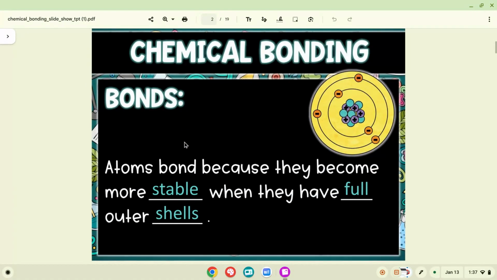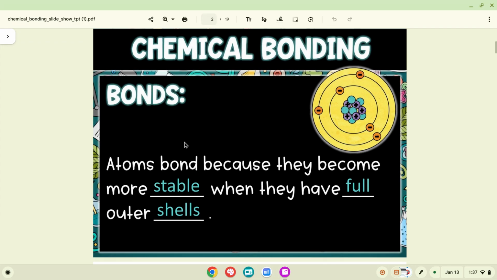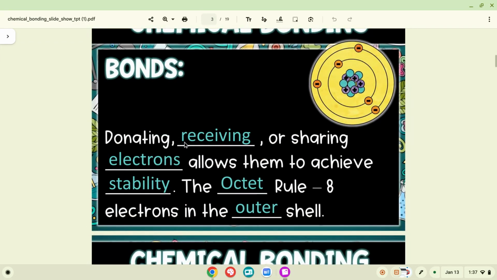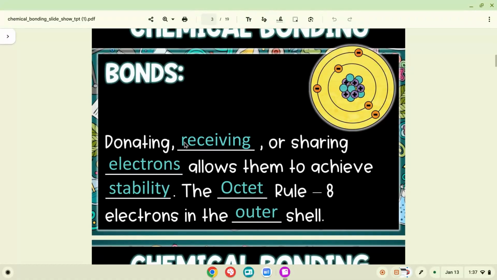There we go. So we're talking about chemical bonds. So again, you need your doodle notes paper. You need to be carefully filling this out as you go. So, chemical bonding. Atoms bond because they become more stable when they have full outer shells. And you're going to want to pause these as you go so you have time, right? But we've talked about this. Atoms want to be full on that outer shell. They can donate, receive, or share electrons so they can become stable. I'm stable if my last layer is full. The octet rule, 8 electrons in the outer shell.